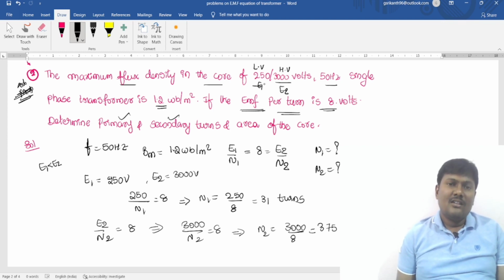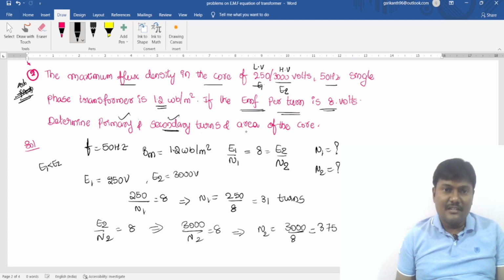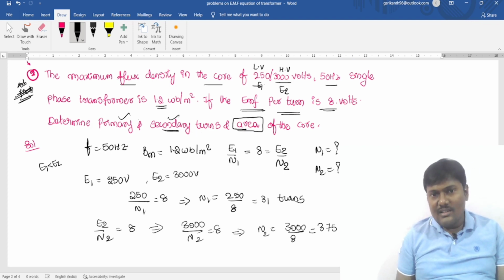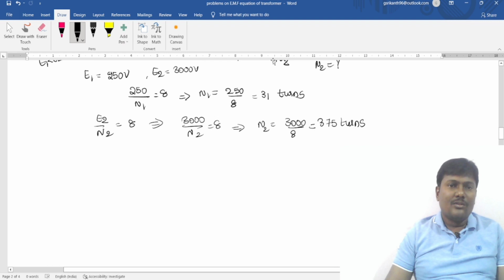375 turns. By seeing this data, you can tell that this is a step-up transformer. So the previous problem is a step-down transformer. So what is the next one? As the primary number of turns is calculated, the secondary number of turns is also calculated. The last one is the area of the core.